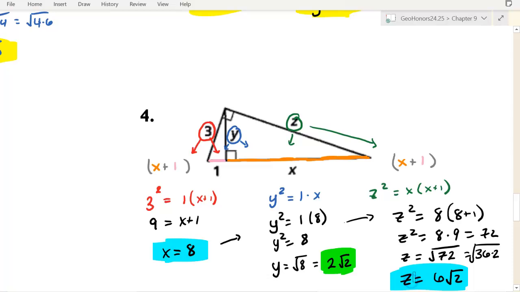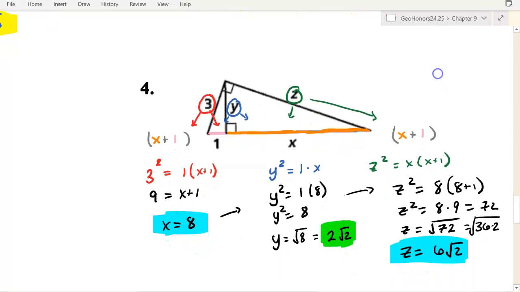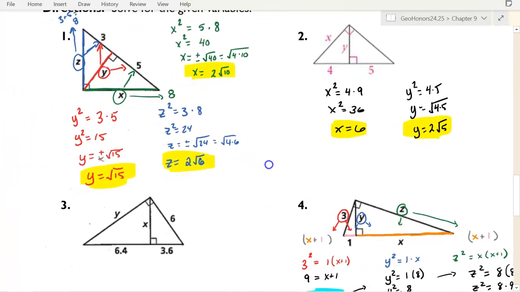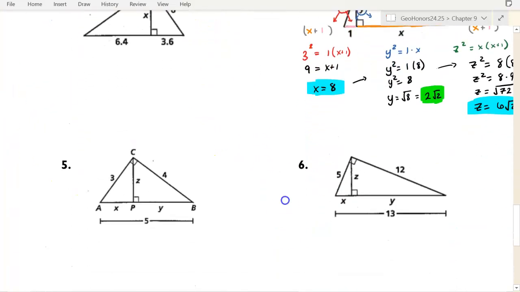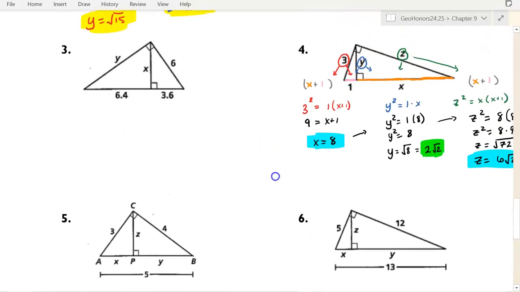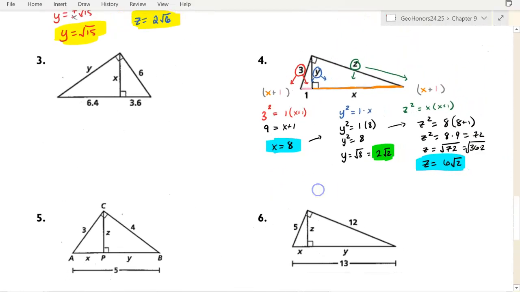I want you to take the rest of class to try to finish up the additional problems on this page, numbers 3, 5, 6, and 7. I will have the answer key posted on our calendar. You guys can work in small groups on this. And if you finish, go ahead and work on the homework assignment for sections 9.1 and 9.3.